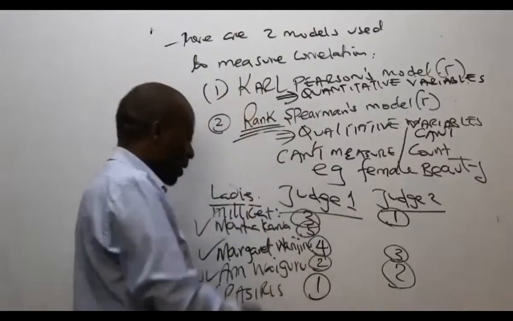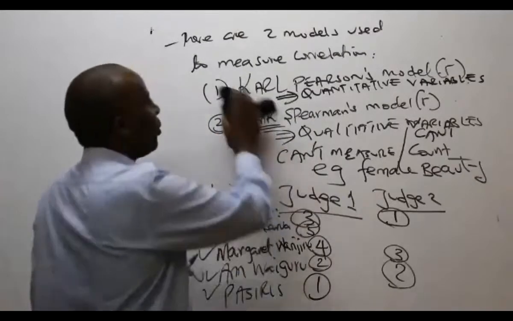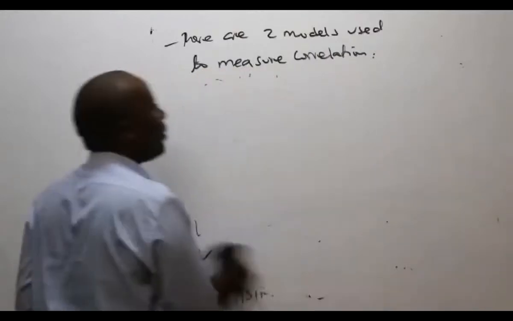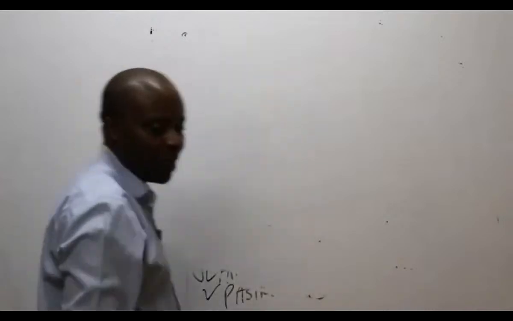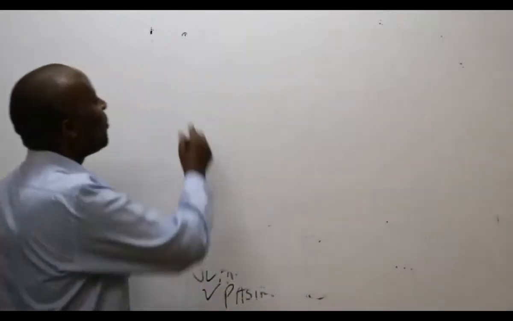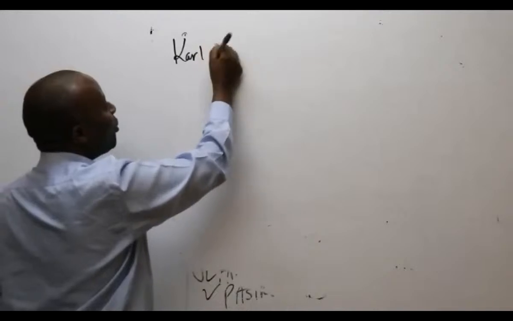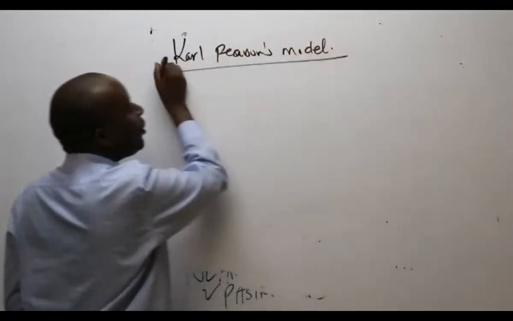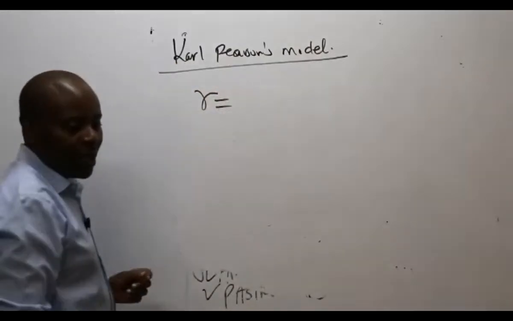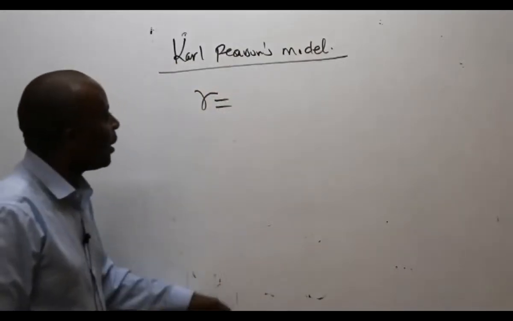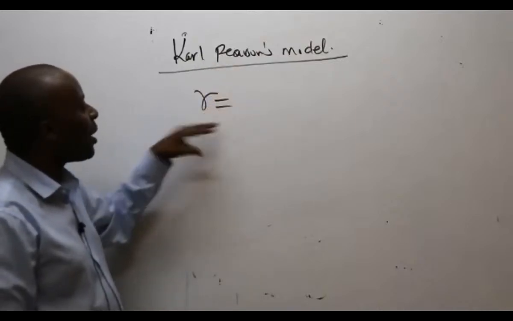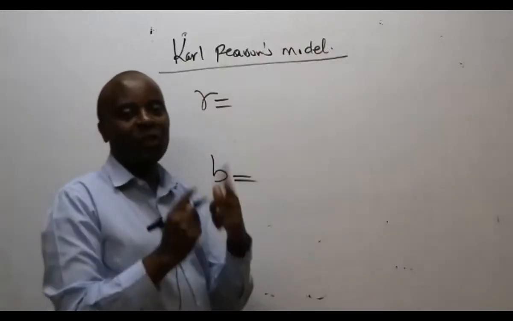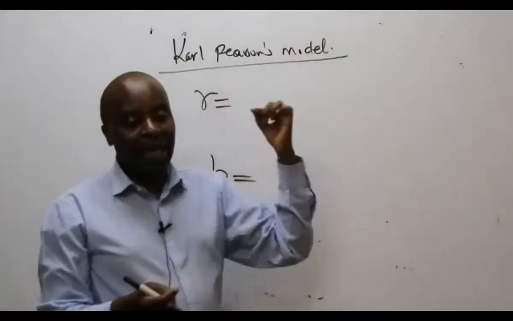Ladies and gentlemen, let's get back here. Please write for me Karl Pearson's model. For Karl Pearson's model, I need to know the formula of getting R. Anytime they mention Karl Pearson's model R, first of all I'll be forced to remember the formula of getting B, because there is quite a big relationship between B and R. And B is something I will never forget.